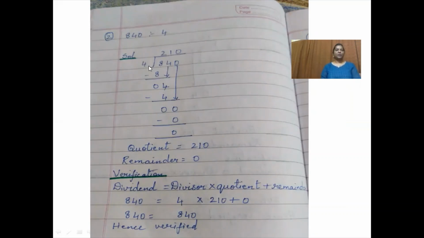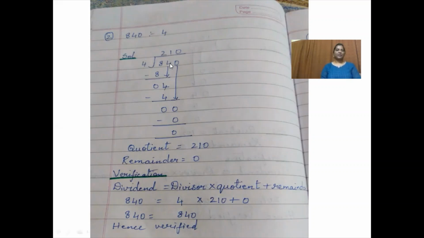Here we use 4 table. The first number is 8. The number in the hundreds place is 8. So obviously 8 is divisible by 4. So we use 4 table. 1 4 is 4 and 2 4s are 8. So write 2 in the quotient place. So 4 2s are 8. So 8 minus 8 is 0.